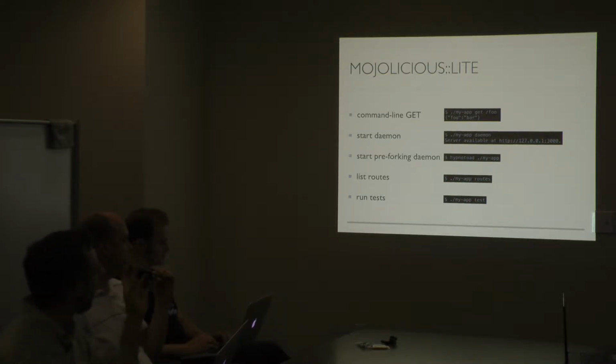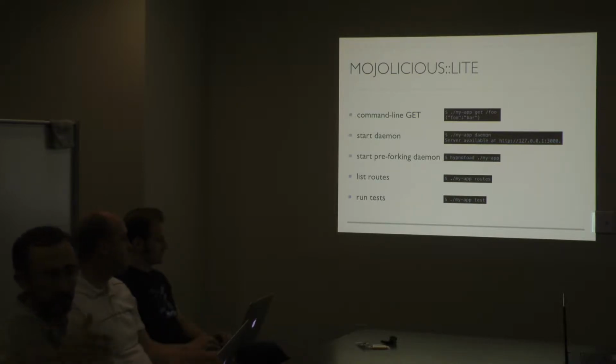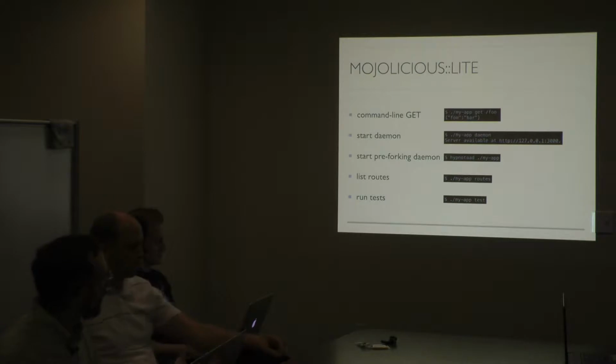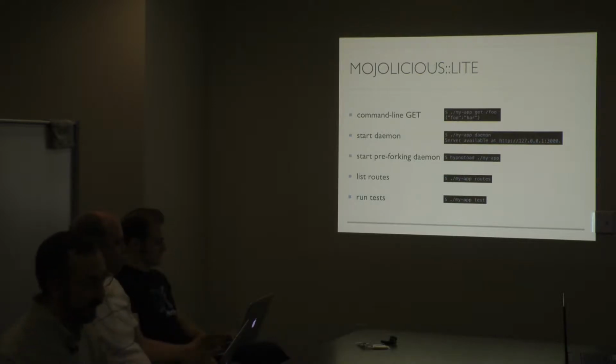The next one is how to start a daemon. It does not background itself. You would have to Control-C out of this, but it's nice if you want to open something in a terminal and then hit it with your browser or whatever. Hypnotoad would be like a production. It does a pre-forking daemon like Apache does. You can list the routes that your application currently supports. You can run some tests. It's pretty powerful. So that's all we're going to talk about Mojolicious Lite tonight.